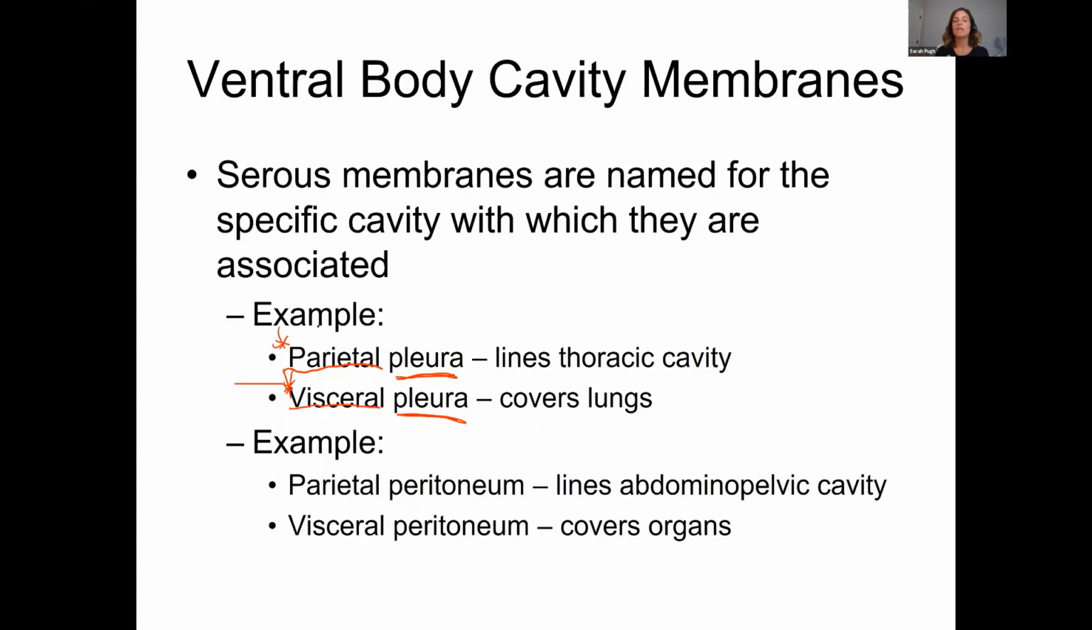Okay. Another example would be parietal and visceral peritoneum. Again, we just took off the word serosa and replaced it with this term. Peritoneum is what we find in the abdominopelvic cavity. And so parietal peritoneum lines the abdominopelvic cavity. Visceral peritoneum is what's covering the organs of the abdominopelvic cavity. Okay, so we can just get more specific when we talk about our serous membranes by replacing the term serosa with the name of the cavity.